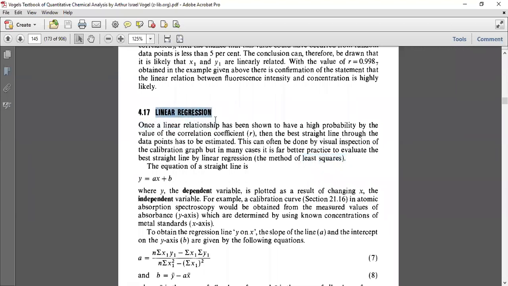What is a linear regression? Straight line equation. That is y is equal to ax plus b, or maybe, as we have done in practice earlier, y is equal to mx plus c. Y is our axis, a is the slope, x plus b. So this is about linear regression.